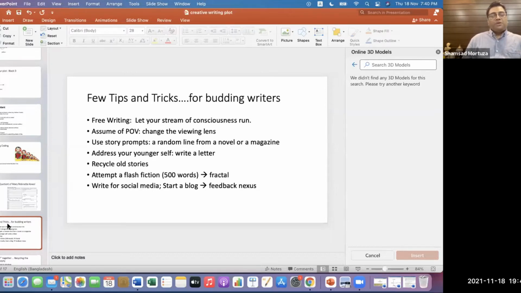Another very popular way, especially with pop culture and postmodernism, is that we get to see many of the classics being retold, right? So recycling old stories. Just like I said, the Cinderella story has been remade into Julia Roberts' Pretty Woman, right? So recycling old stories. That's very popular.